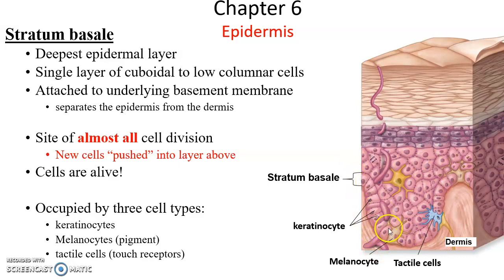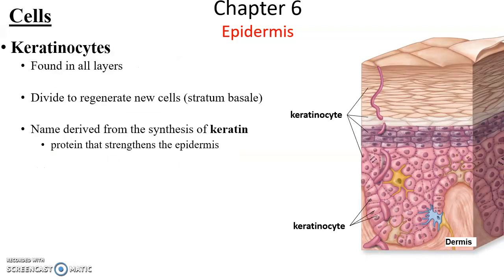Turns out stratum basale, as the lowest layer is known, is where almost all cell division occurs. So all the new cells are produced on the deepest layer, the stratum basale, and then get pushed up into the layer above. That obviously means the cells are alive, and the cells found in stratum basale include keratinocytes, melanocytes, and tactile cells.